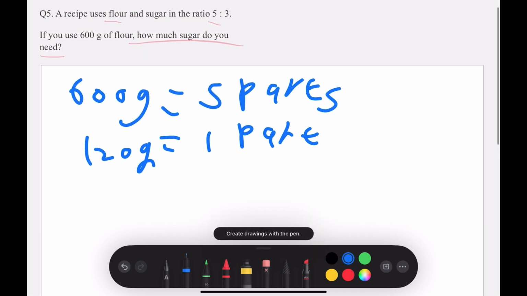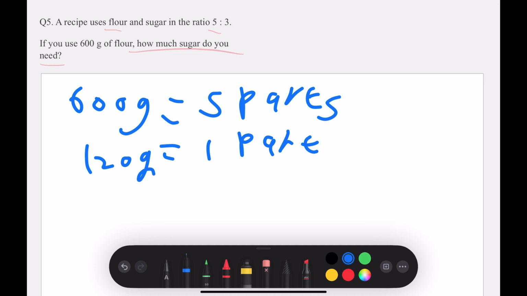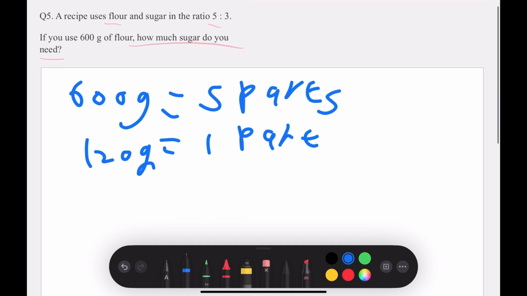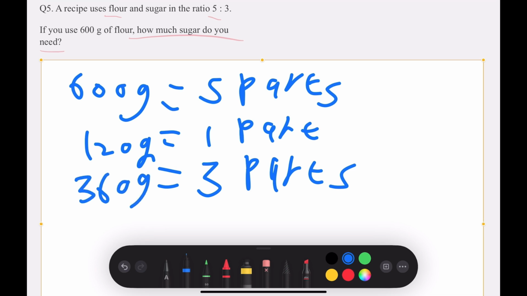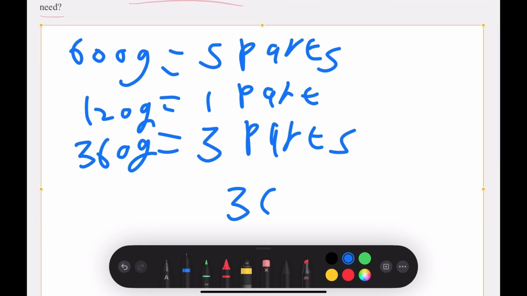So, we know that 120 grams is 1 part, and we know that the sugar is 3 parts, as sugar is on the right-hand side, so it would be the ratio on the right-hand side, which is 3. So we want to work out what 3 parts is equal to. So that would be 120 multiplied by 3, and that would be 360 grams. So 360 grams is equal to 3 parts, and if we look back at the question, we want to answer how much sugar do we need, so the answer would be 360 grams.